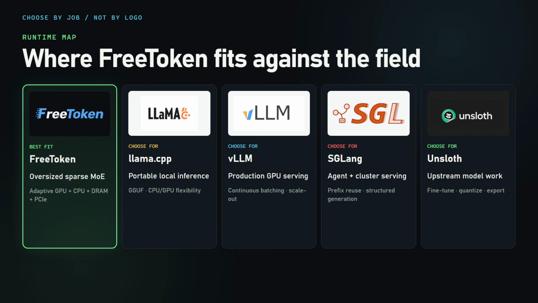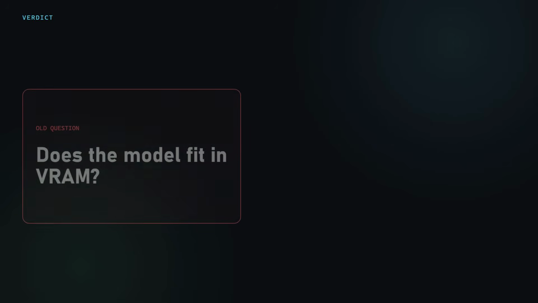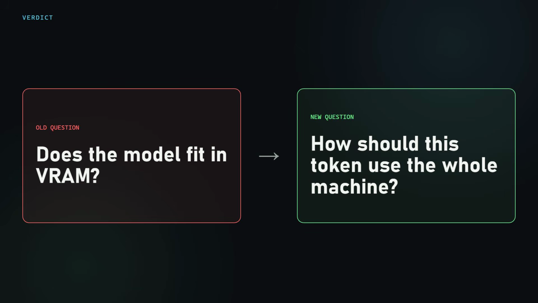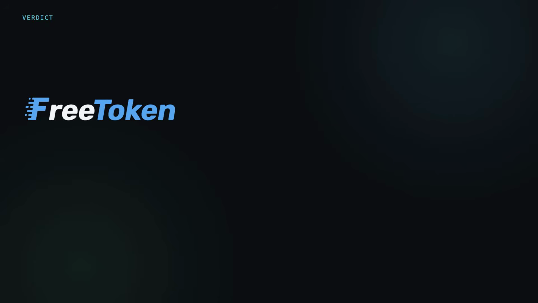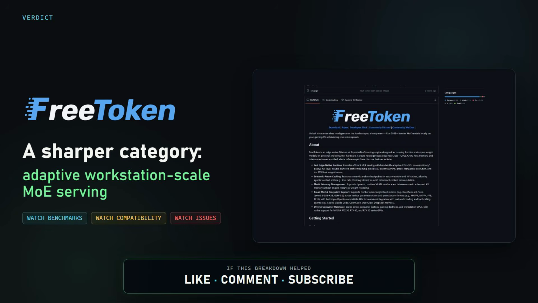Unsloth is mostly upstream: fine-tuning, quantization, and exporting models into serving engines, so it often complements these tools rather than replacing them. The FreeToken paper did not benchmark vLLM or SGLang directly. If FreeToken holds up, the stack changes from "does it fit in VRAM" to "how should this token use the whole machine?" It will not erase the other runtimes. It creates a sharper category, adaptive workstation-scale MoE serving. Watch the independent benchmarks, compatibility, and issue velocity. But the systems idea is real and worth paying attention to.